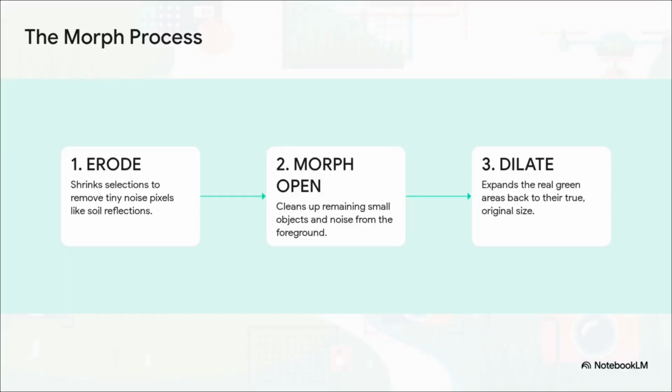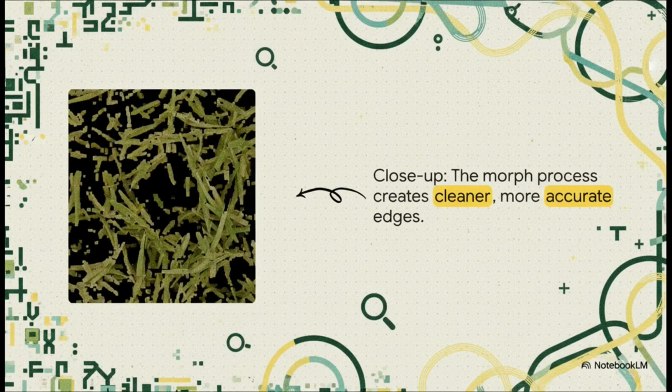It's this brilliant three-step dance. First, we erode. Imagine taking a piece of super fine grit sandpaper to our selection. It shrinks everything just a tiny bit, and those little isolated pixels of noise, those soil reflections, they just get sanded away into nothing. Next is a step called morph open, which specifically gets rid of any thin, noisy connections. And finally, we dilate. This puffs all the real green areas back up to their original size, leaving us with a beautifully clean selection. And you can really see the difference in this close-up.